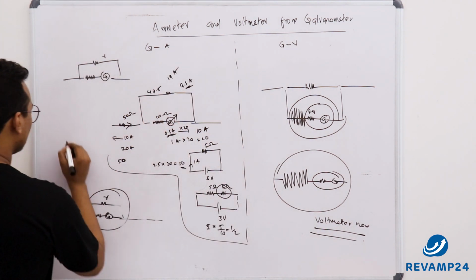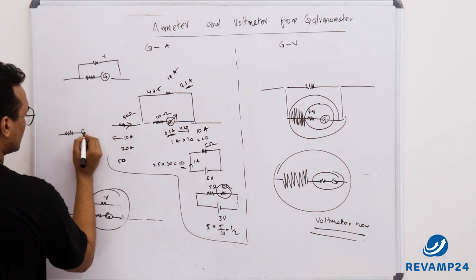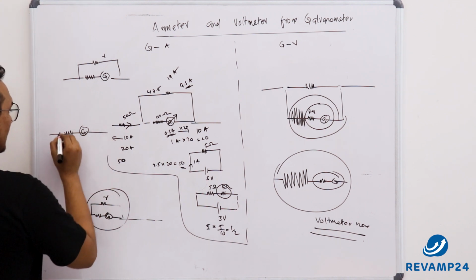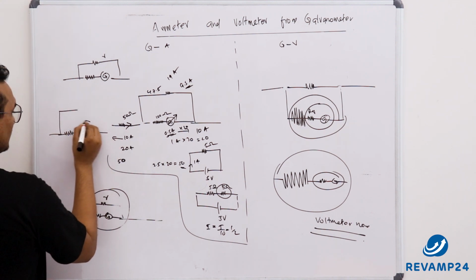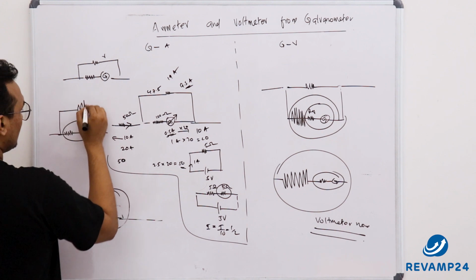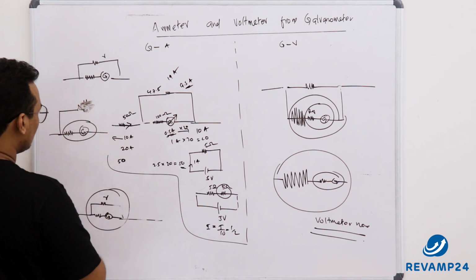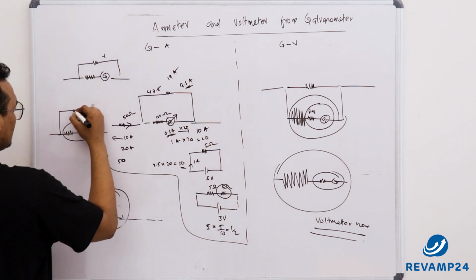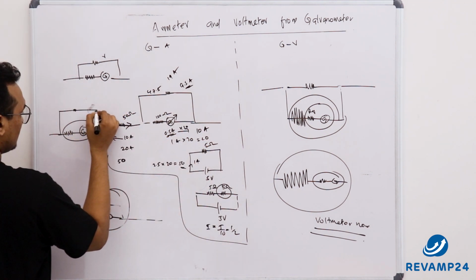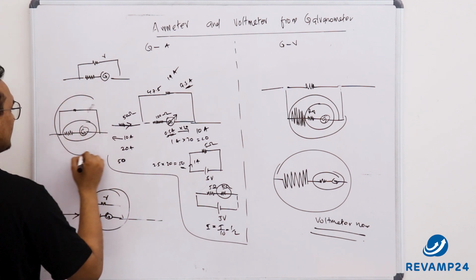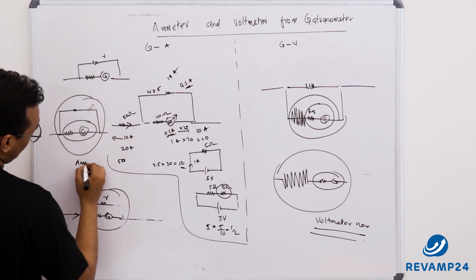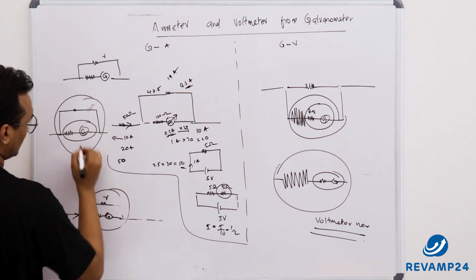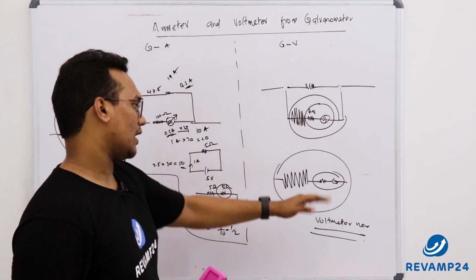Here in this case, this one is the galvanometer with its own coil resistance. I am connecting a low resistance in parallel. So in parallel, I will get an ammeter. So this one is the ammeter, this one is the galvanometer.